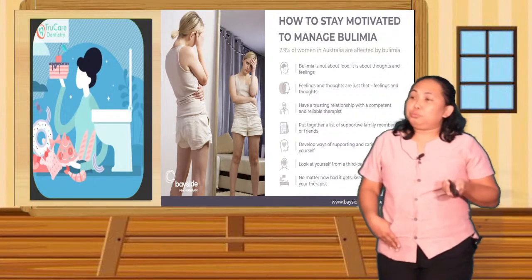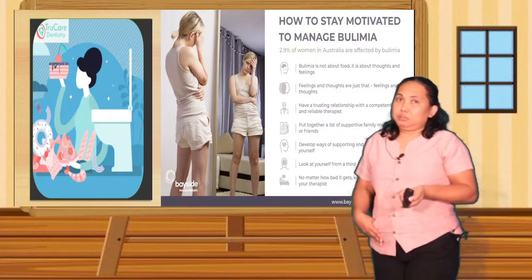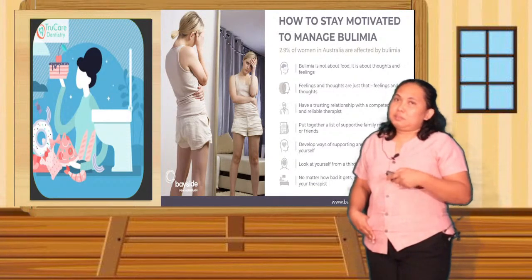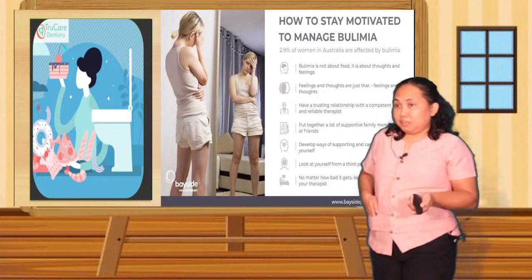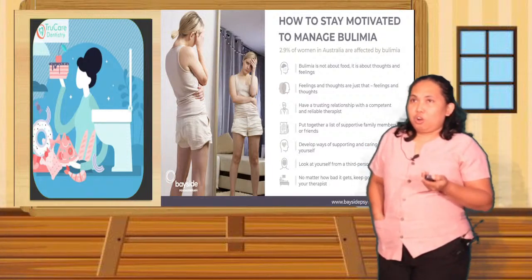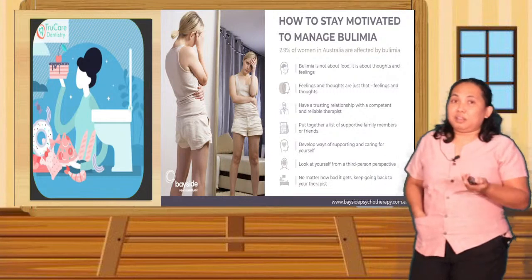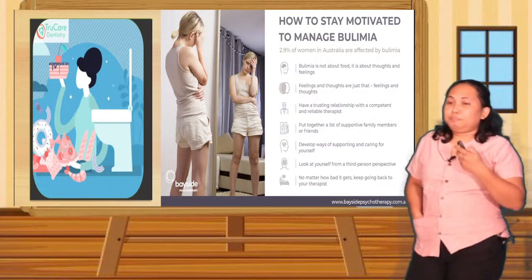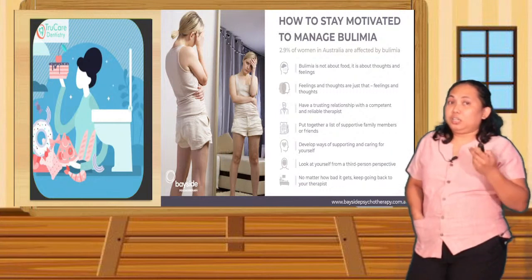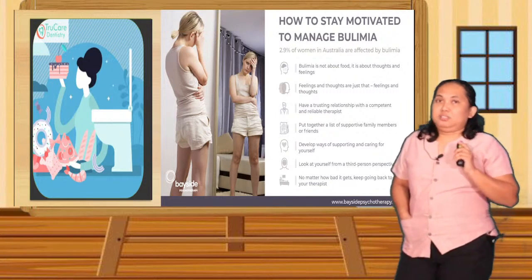So bulimia is not about food. It's about how they feel. So we go through their emotions. We talk to them. Okay? We listen to them. Feelings and thoughts are just that, feelings and thoughts. They must have a rapport. They must build a relationship with their therapists or their friends, perhaps. They should also build a strong family connection, or what you call the support system. Okay? And also, they must help develop their ways of supporting and caring for themselves. Because how can you help them if they do not help themselves? Okay? And lastly, look at yourself in a third person perspective. So those are the three common eating disorders.